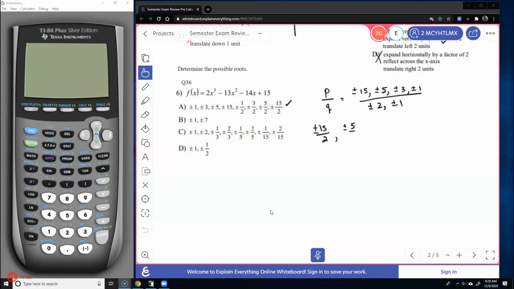Plus or minus 5 over 2, that's there. Plus or minus 3 over 2, that's there. Plus or minus 1 over 2, that's there. And then the rest you're just dividing. 15 over 1, that's 15, it's right there. 5 over 1, that's 5, that's there. Plus or minus 3, that's there, and then 1, and that's there. So your answer is A. That's how you find the possible rational roots.